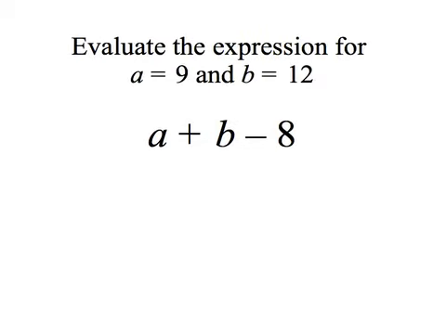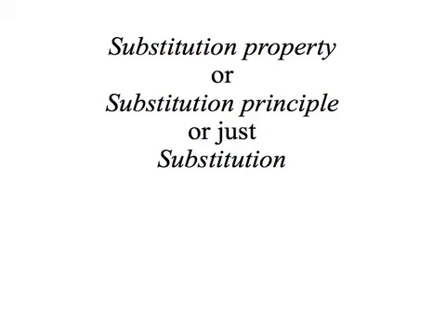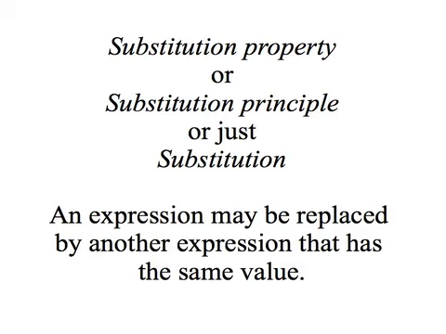And now we're going to try to evaluate the expression for values that were given for the variable. So we're going to be given that A is 9 and B is 12. But before we do that, we should look at something called the substitution property, also known as the substitution principle, or often just called substitution. And that states that an expression may be replaced by another expression that has the same value.